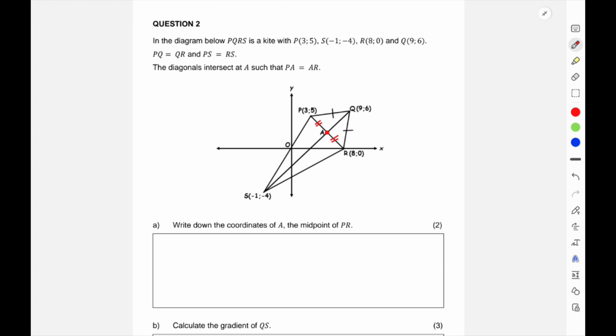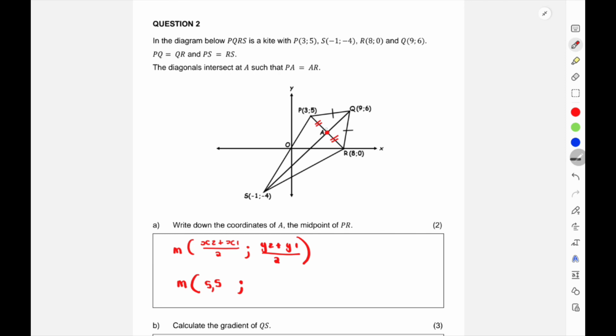Now they say to you, write down the coordinates of A, the midpoint of PR. So again, they even reiterate there that it is the midpoint. And the midpoint is when you've got x2 plus x1, so that's the 2 x values. Again, you don't have to write it down, I'm just writing what's given to you on your formula sheet. So the midpoint is the 2 x values added together. So 8 plus 3 is 11. 11 divided by 2 gives you 5.5.